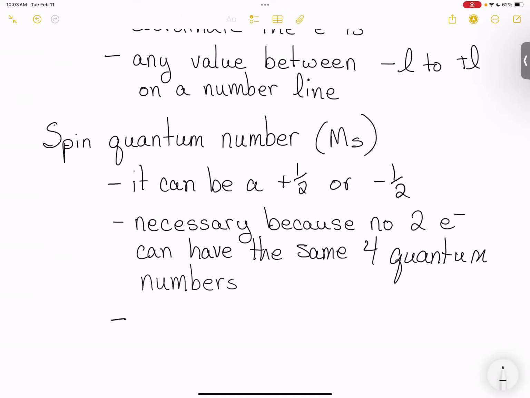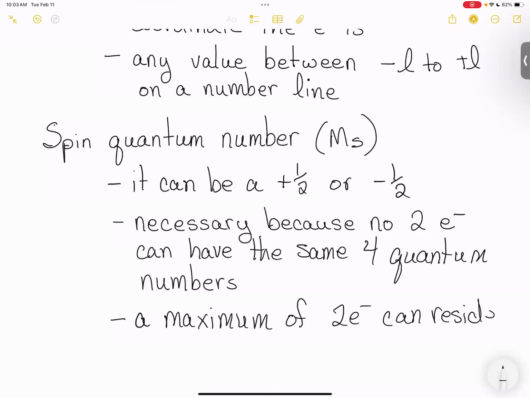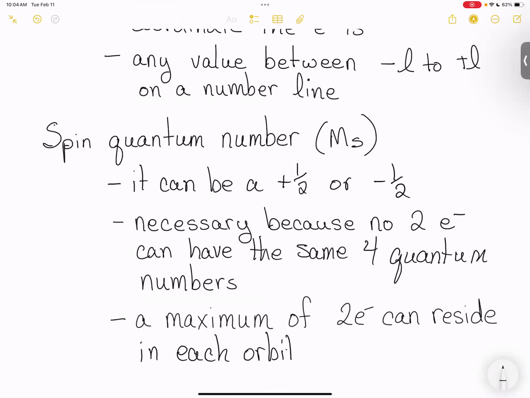Basically, this boils down to a maximum of 2 electrons can reside in each orbital of a subshell.